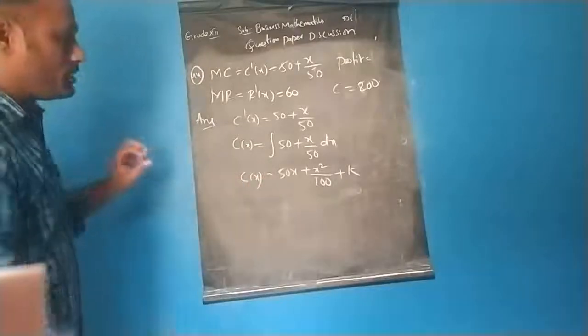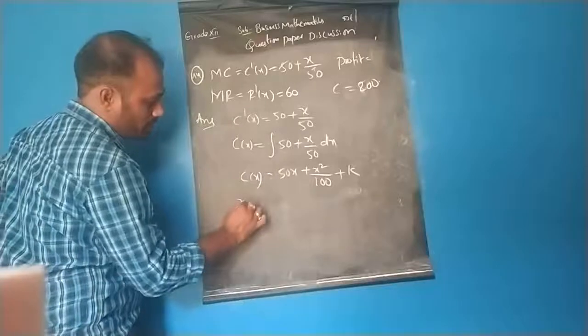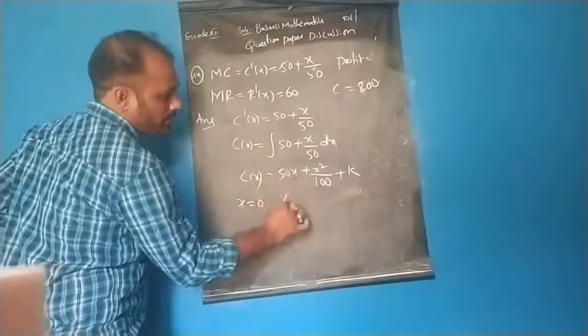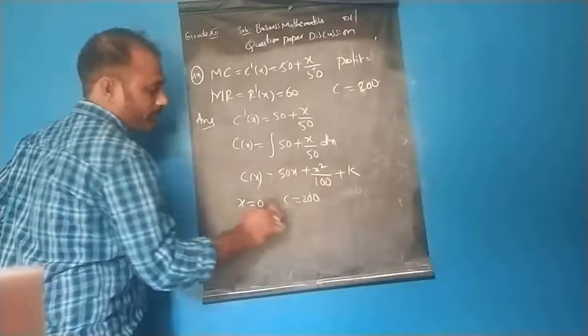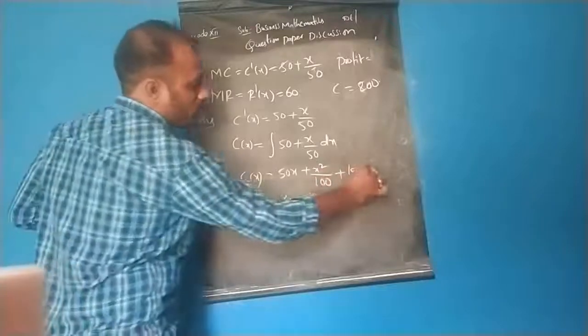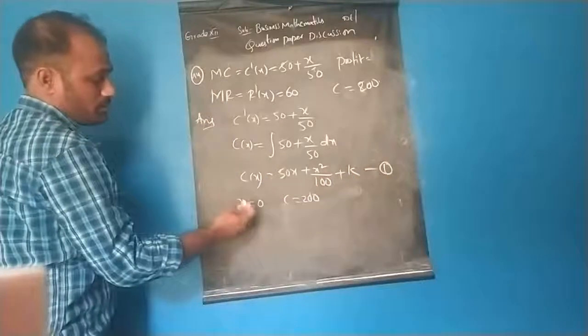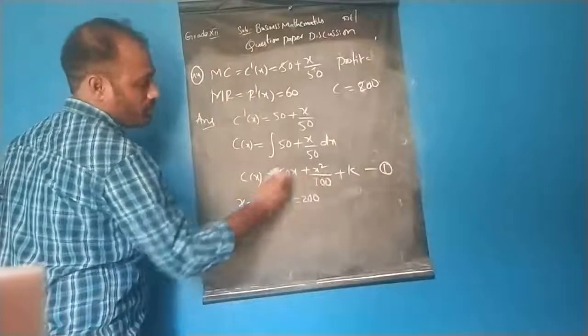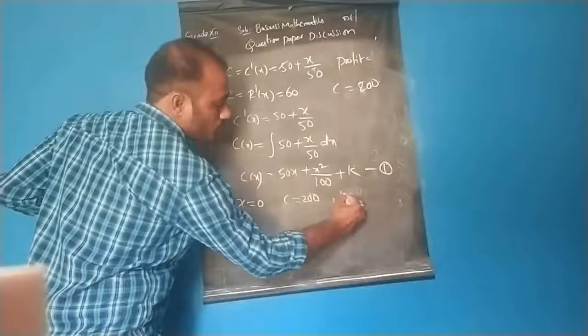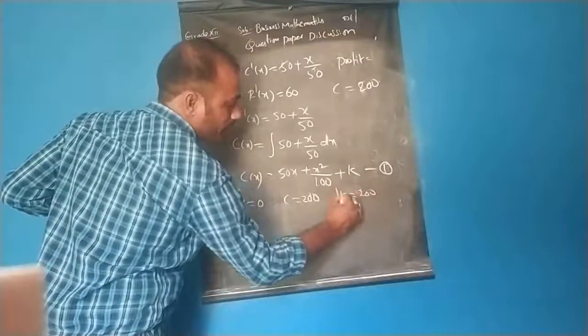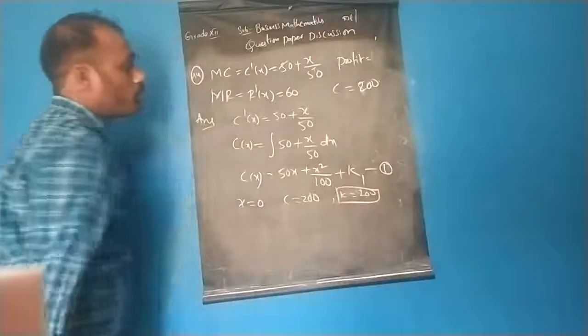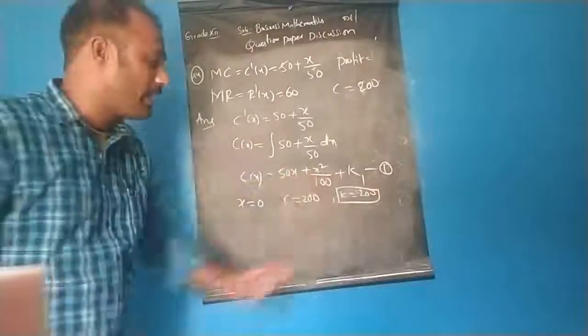So according to the question, since it is an equilibrium position, x will be 0 and cost is given as 200. So what are we going to get if I substitute in this first equation? So here 0, the total will be 0. So the k value we are going to get as 200. So since we have two equations, we can write it as k1. The k1 value is 200.